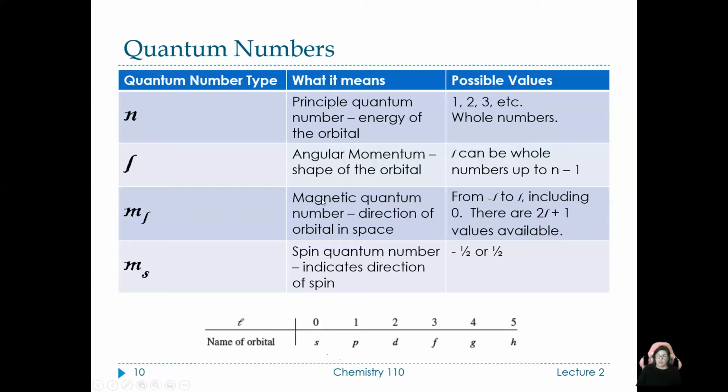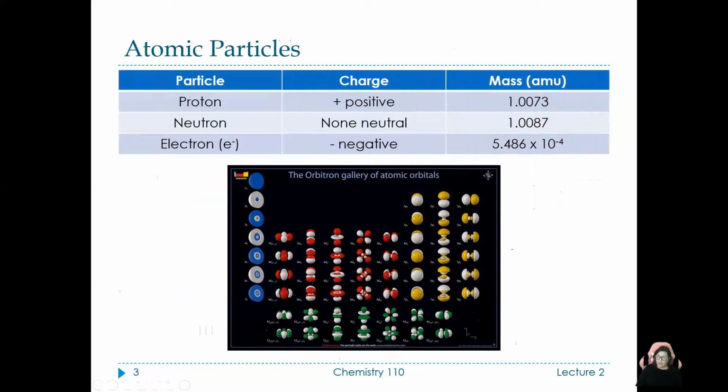ML is considered the magnetic quantum number. It gives the direction of the orbital in space. Now, this has possible values from negative L to L, including zero. What does that mean? Well, remember we showed this slide back here, and I said that this was a p, this was an x, y, and z. Those correspond to the x-axis, the y-axis, and the z-axis. So that gives us our angular momentum, which tells us the direction. Now, you don't have to understand where that works, but that's how that fits into that, okay?